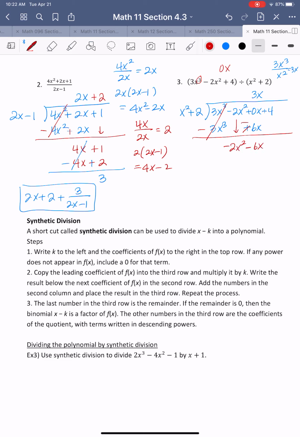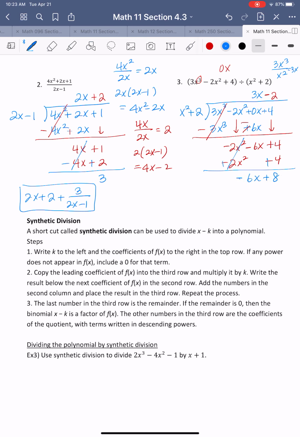Minus 6x. But this time, actually, you need the 3 terms, because x squared plus 2 means there are 3 terms. And then divide again. So I divide negative 2x squared by x squared. Now I have a negative 2. And then multiply. From the negative 2 to the x squared plus 2, I'm getting negative 2x squared and minus 4. And then I need to subtract, which is a change of sign. And this cancels, negative 6x plus 8.